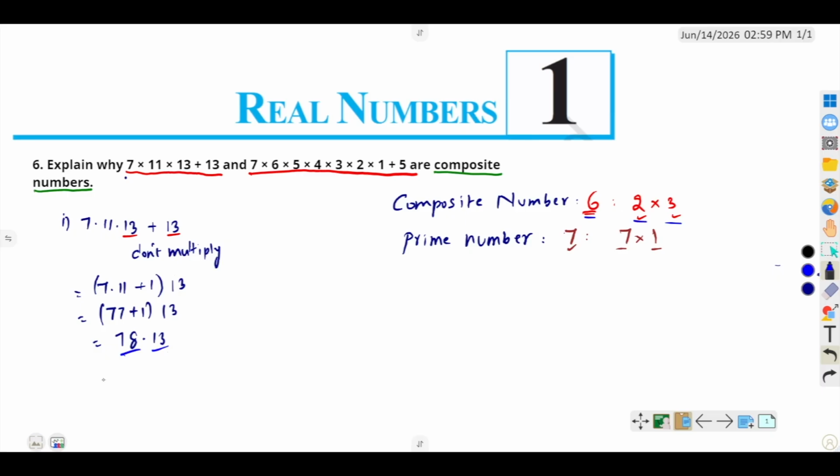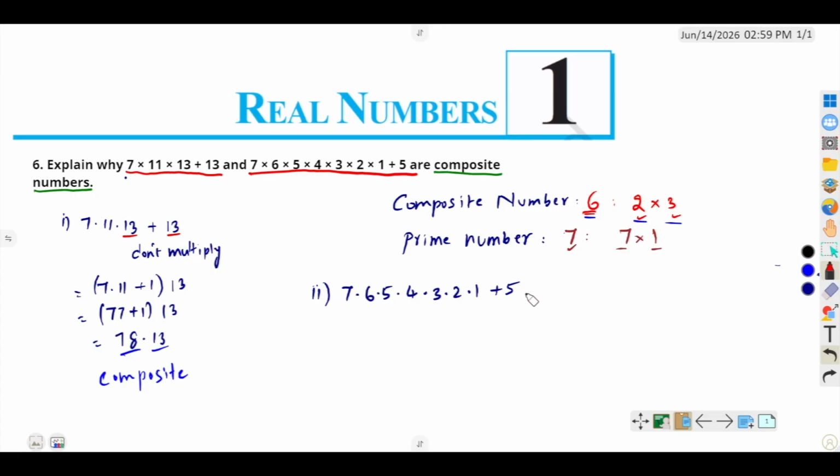So we have written here the number as 78 times 13. That means the given number is a composite number. Now let's check the second problem. That means 7 times 6 times 5 times 4 times 3 up to 1, plus 5. I think you got an idea, guys.